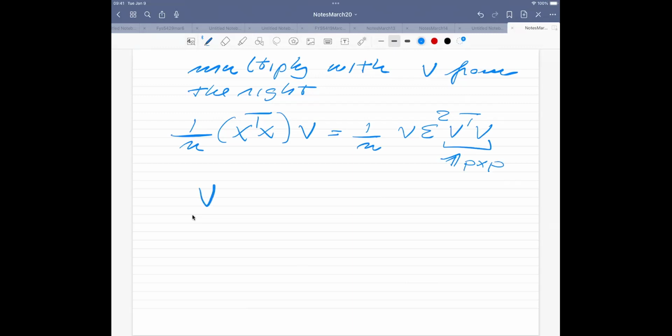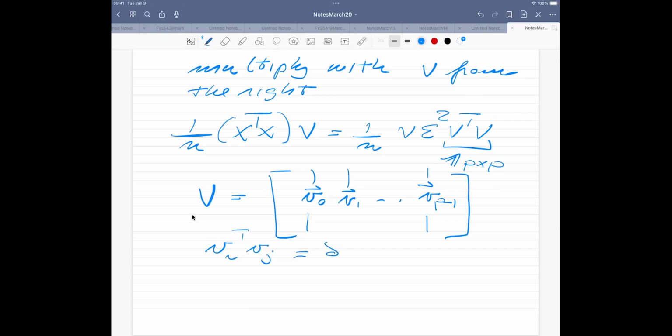And then if we remember that V now contains all the orthogonal vectors, v1, these are vectors, up to v p minus 1. And these vectors are orthogonal. V of i transpose times V of j is equal to delta ij by construction. So this is the singular value decomposition theorem, which says that these matrices, V and U, are orthogonal matrices. It's a very important theorem. It's actually a fantastic theorem.